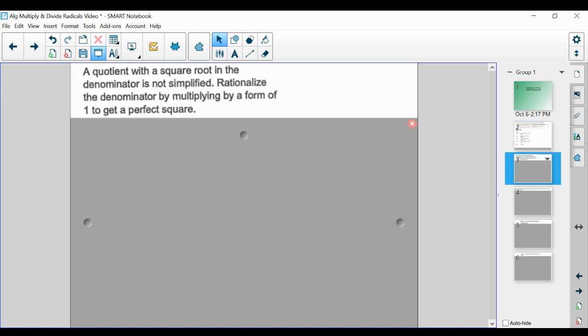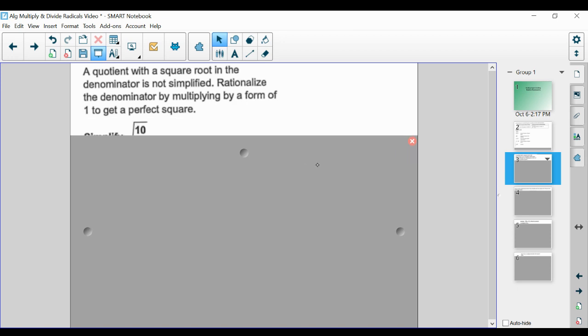Let's talk about another example. This one is on the right-hand side of your guided notes. It says a quotient with a square root in the denominator is not simplified. We're going to do something called rationalize the denominator by multiplying by a form of 1 to get a perfect square. Essentially, if we have a fraction, and in that denominator there is a square root, there's a radical, that is no bueno. That is not fully simplified. We want to get a whole number in the denominator. So to do that, we're going to multiply both the top and the bottom, the numerator and the denominator, by the square root in the denominator. But let's talk about an example, that way we can go through it together.